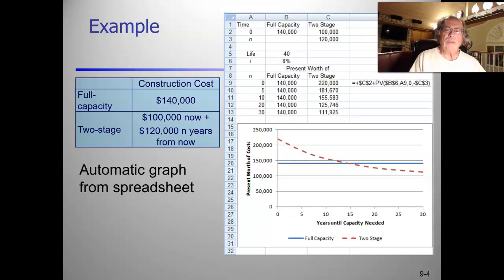Now let's look at what we can do with another tool in Excel. I'm not talking about this graphing tool, but I want to talk about setting up a table where we have the present worth as a function of the life. So let's go back into Excel.